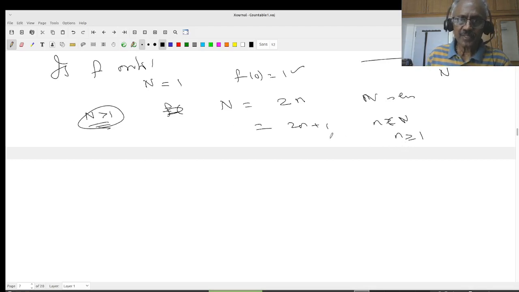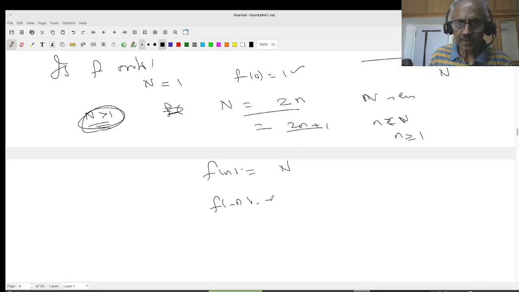Why? If n is 0, that means capital N equals 1, but I am saying N is greater than 1. Therefore, this has to be this. Is that clear? N is odd, greater than 1, therefore the positive stop is 3. Are you following? Then what do you think I will do? If this happens, then f of n is N. If this happens, then f of minus n is N. Is it okay? Therefore, f is onto. Pause, review, proceed.